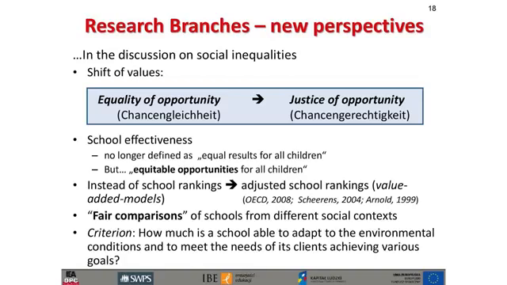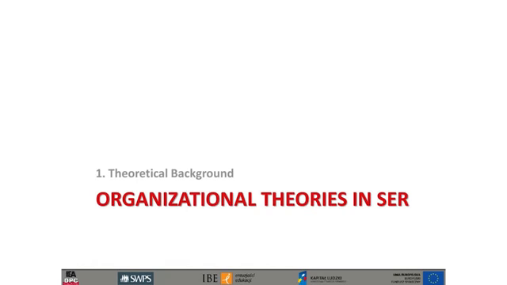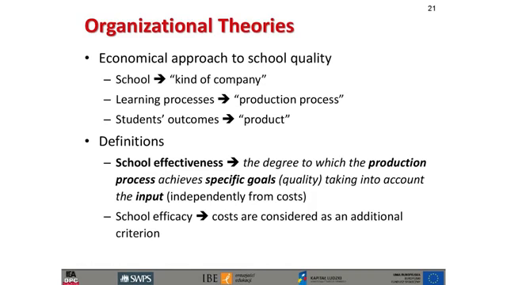So the criterion was how much a school is able to adapt to the environmental conditions and to meet the needs of its clients, achieving various goals. Now I would like to present to you the contribution of the organizational theories in school effectiveness research. The organizational theories are based on an economic approach to school quality, where a school is considered as a kind of company, and learning processes are called production processes and student outcomes products. So this is the terminology from this research branch.